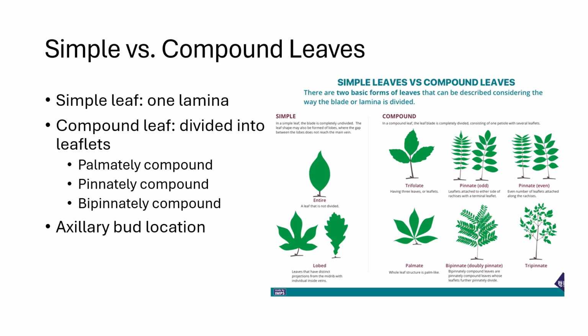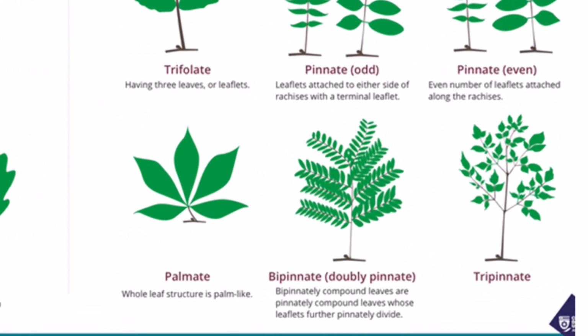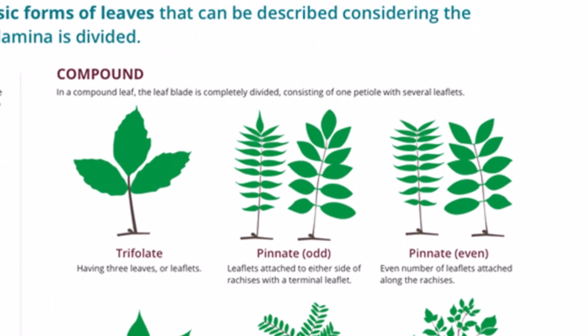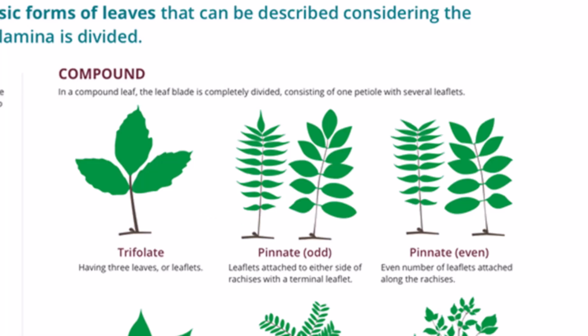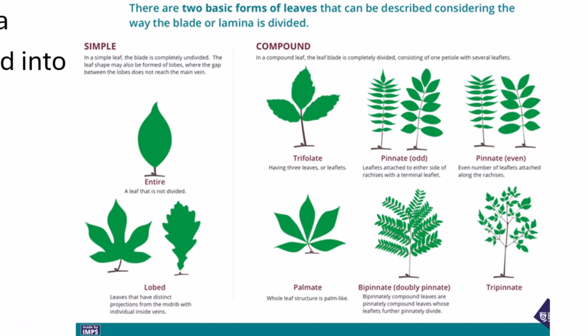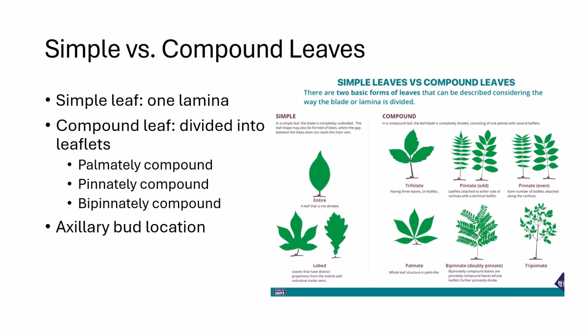Leaves may be simple, consisting of a single undivided lamina, or compound, divided into multiple leaflets. In palmately compound leaves, all leaflets arise from one point. In pinnately compound leaves, leaflets are attached along a central axis called the rachis. There are also bipinnate and even tripinnate leaves. Remember, the axillary bud occurs at the base of the entire leaf, not at the base of individual leaflets. This feature allows you to distinguish a compound leaf from a branch with multiple simple leaves.